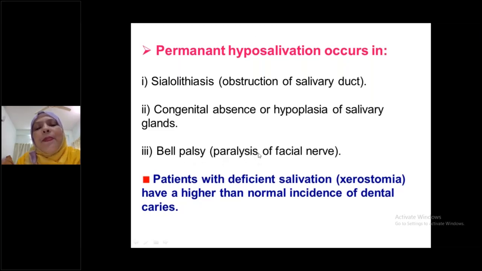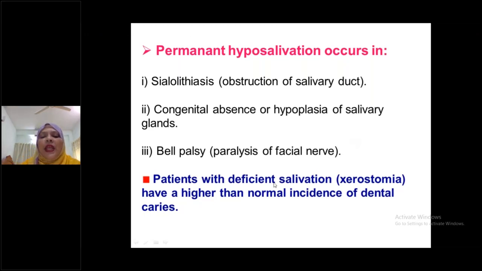দ্যাট ইজ প্যারালাইসিস অফ ফেশিয়াল নার্ভ। ফেশিয়াল নার্ভ যদি প্যারালাইসিস হয় সে সময় অনেক সময় পার্মানেন্ট হাইপোসালাইভেশন হতে পারে। এই বেলস পালসি কিউরেবল, বাট অনেক সময় এটা কিউর নাও হতে পারে। ট্রিটমেন্ট দিলে 1.5 থেকে 2 মাস, অনেক সময় 6 উইকসের ভিতরে কিউর হয়ে যায়, আবার অনেক সময় এটা পার্মানেন্ট হয়ে যায়, কিউর হয় না, ঠিক আছে?